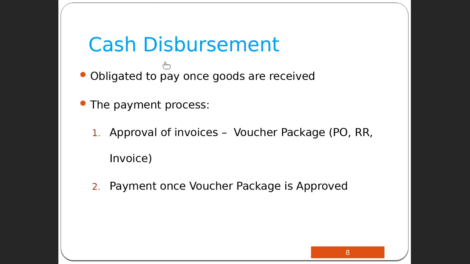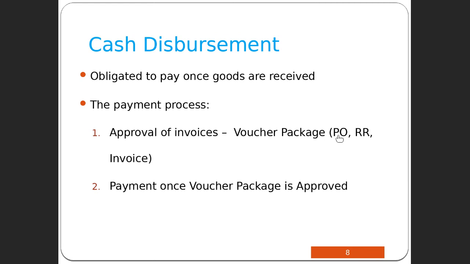The third stage is cash disbursement. So once the item is delivered, now the buyer is obligated to pay. They have to pay once the goods are received. Now, the seller also provides an invoice. So we have this third document. Now, we have 3 documents. The PO is the purchase order, the RR is the receiving report, and we have the invoice.